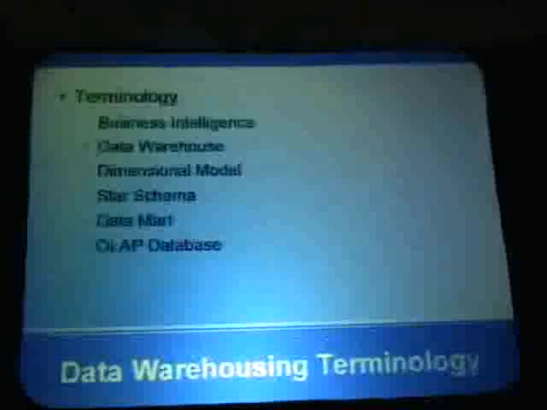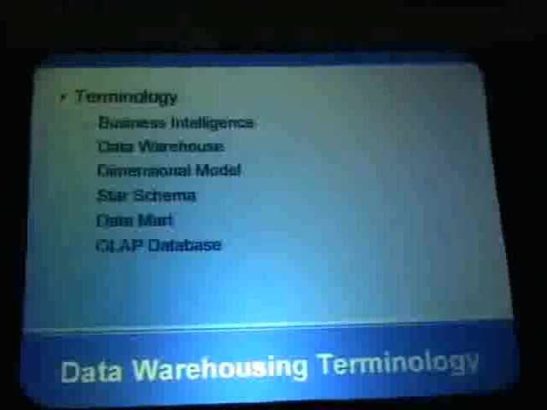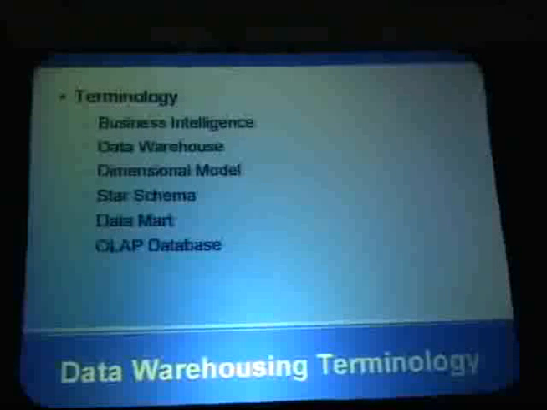Okay, so here we go. There are a few terms which are related but distinct. You've got business intelligence, data warehousing, a dimensional model, star schemas, data marts, and OLAP databases. These concepts tend to be blurred in discussion, and we're trying to clarify what it all means.